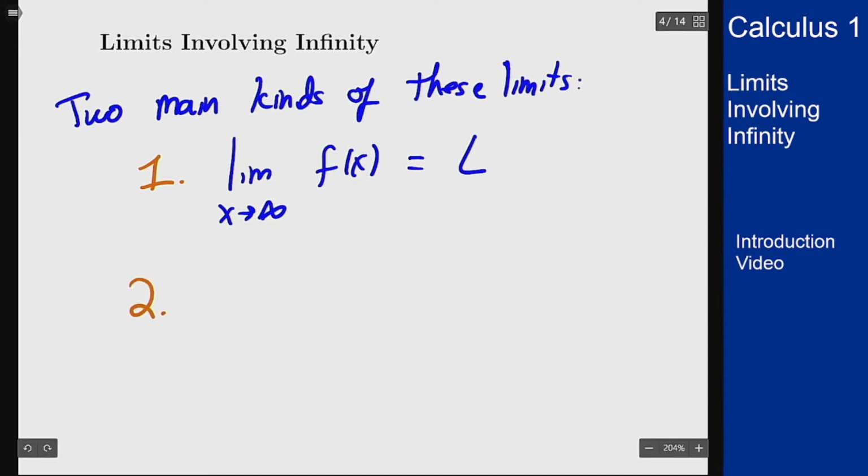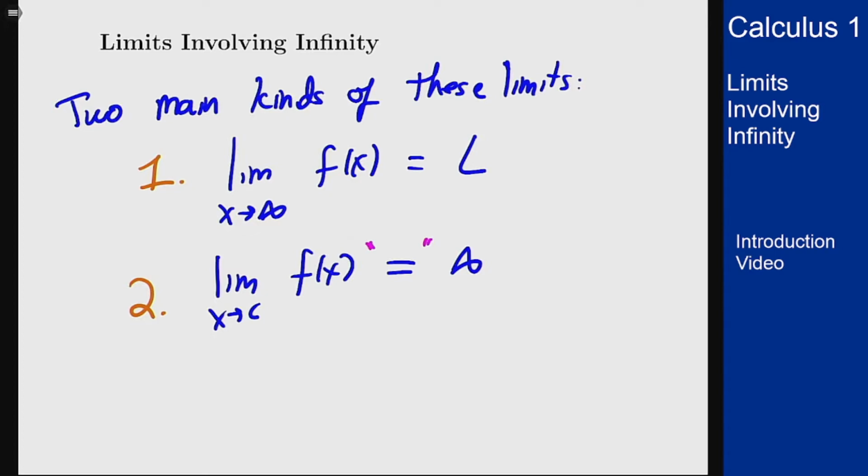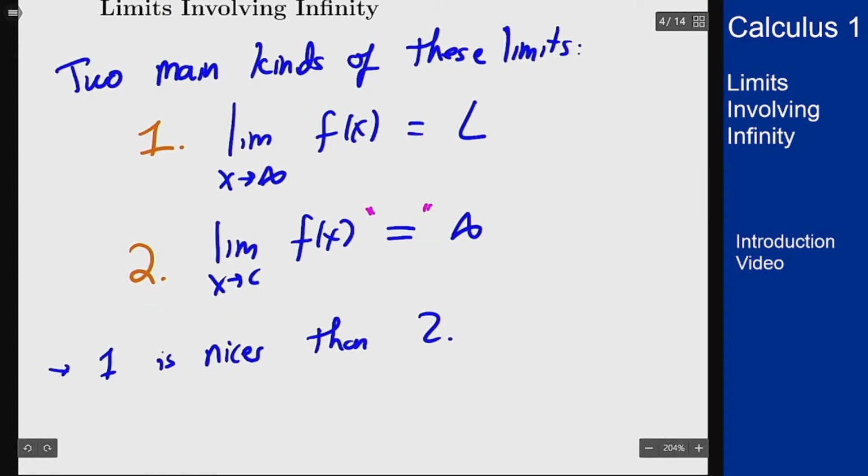There's the second case where we have the limit as x approaches some number c equaling infinity. And as of now, I will put quotes around this because it's not really equaling infinity. This is sort of a notation we use to talk about a certain specific type of behavior of limits. Of the two, the first are nicer, and we'll discuss what I mean by nicer. It usually means that it obeys more of our nice properties of limits, whereas 2 really doesn't. Let's look into the first of these.